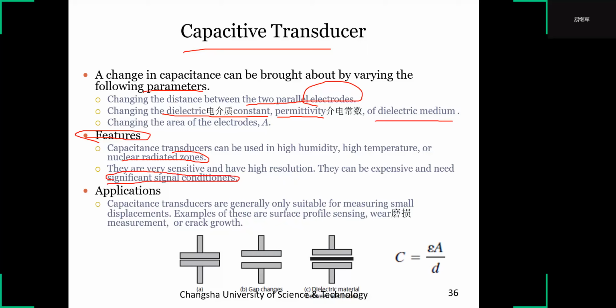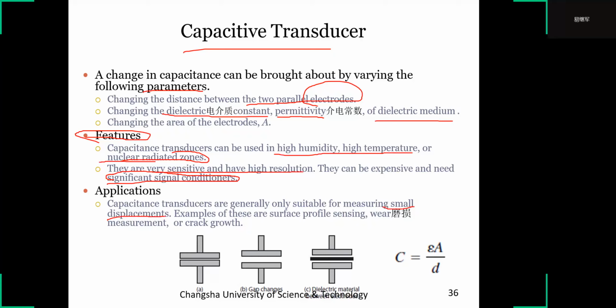The features: they can be used in high humidity and high temperature, which means a very bad, harsh environment. They are very sensitive and have high resolution. Capacitance transducers are generally only suitable for measuring small distances.